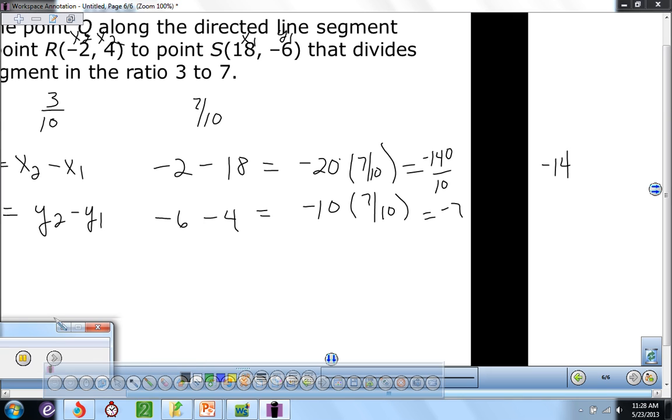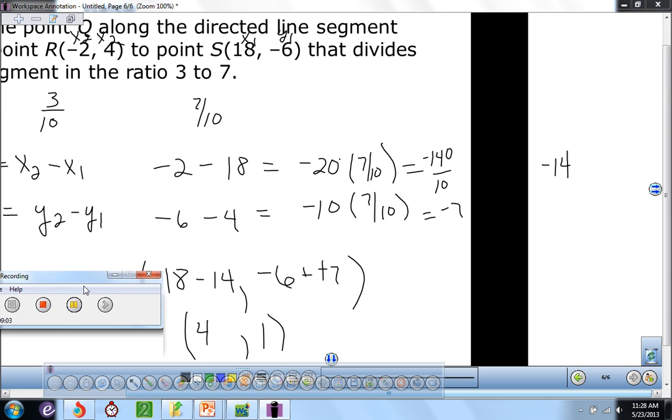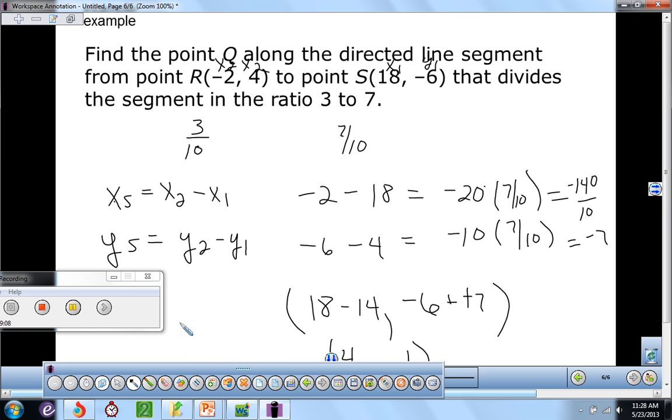Okay, so now to prove the point that we should end up with the same point, what we'll do is combine this to the 18. So we go 18 minus 14 for our X value, and then we'll do the Y value of -6 minus -7. Okay, so we'll combine those and we get 4, and then combine -6 and 7 and we get 1. So 4, 1 should be our answer, which should compare to what we had before.